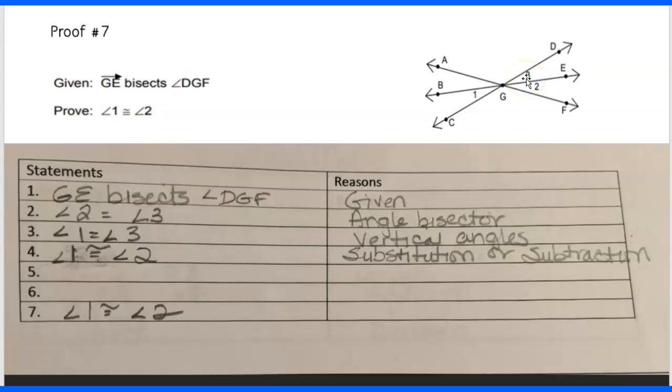I like to mark up my diagram. And then we want to prove that angle 1 equals angle 2. All right, GE bisects angle DGF. Given.